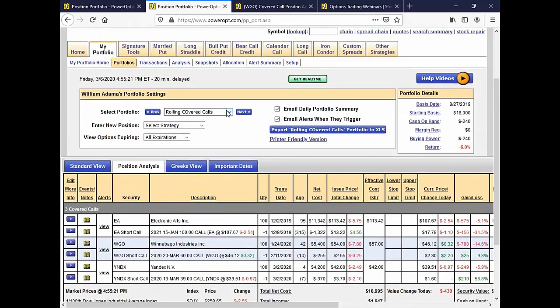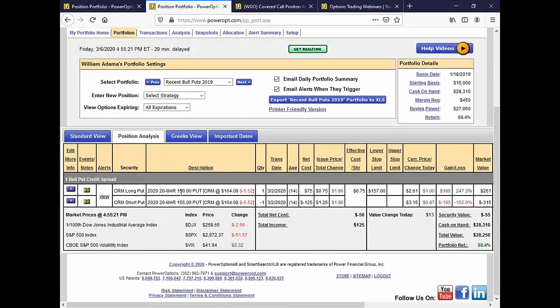Now, let's go to recent bull puts. And here's Khokon's position. I went back using that historical chain we saw a moment ago, and I picked up the prices that were close to what we would have seen on March 2nd when the stock was at 174 for selling the 155, buying the 150 bull put spread.